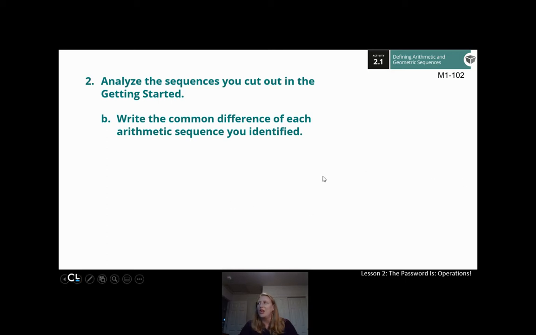All right, people, let's do this thing. So starting off with sequence B, because that was the first one I plucked out, I noticed I was adding 2 every time. So I said, fine, D equals 2.